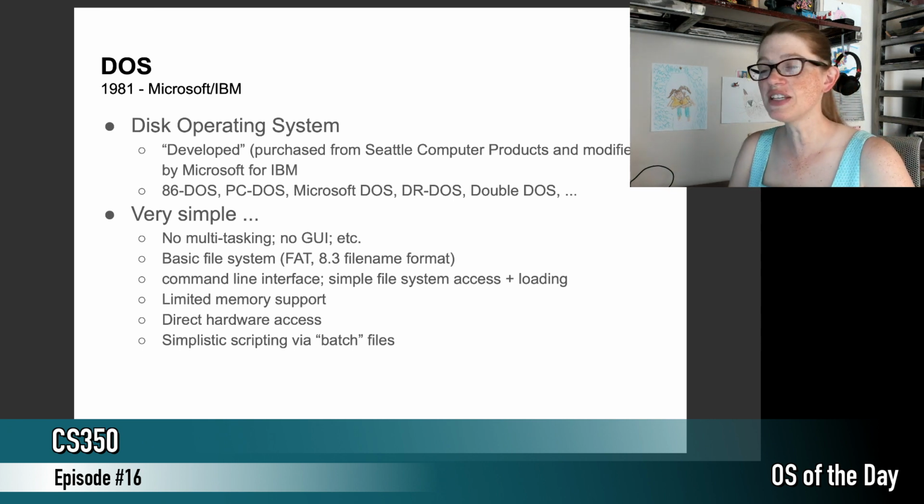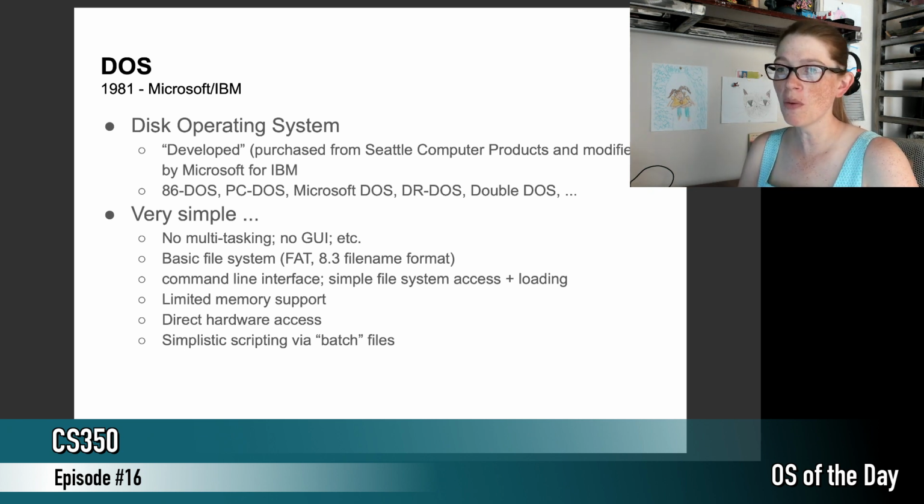So what is DOS? DOS, as many of you may have experienced, is a very, very simple operating system. There's no multitasking. There's no GUI, or at least there wasn't any graphical user interface provided until later, and really that was only provided as an application through Windows. It wasn't its own thing. It had a very basic file system, which is the FAT file system, which we'll be talking about in a few episodes. And it had a very restricted file size. It had a very restricted file name format, which is all a part of FAT.